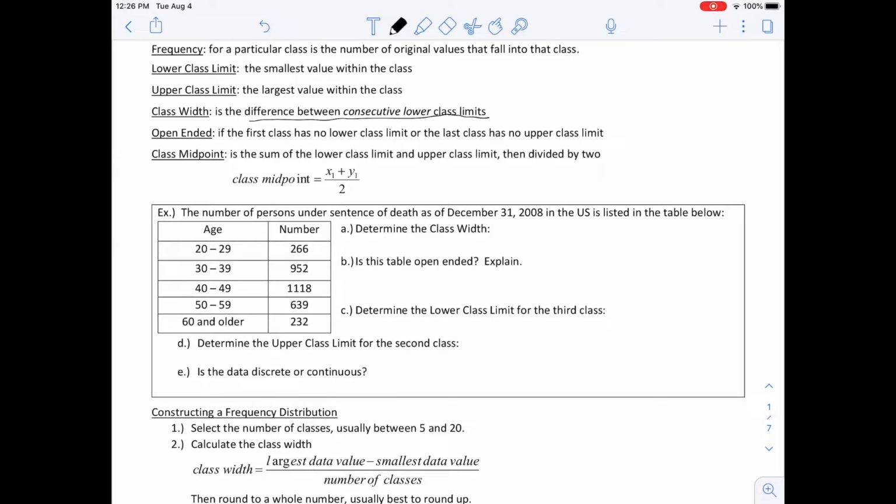Then we have a little formula here, which is calculating midpoints. The class midpoint is the sum of the lower class limit and the upper class limit, and then dividing that by 2.